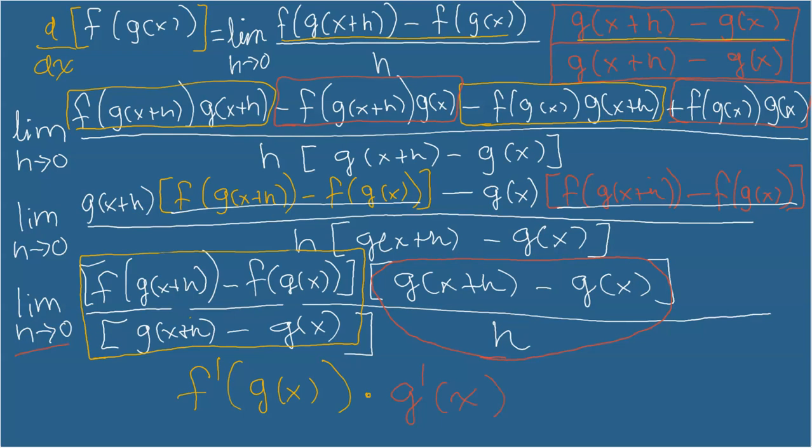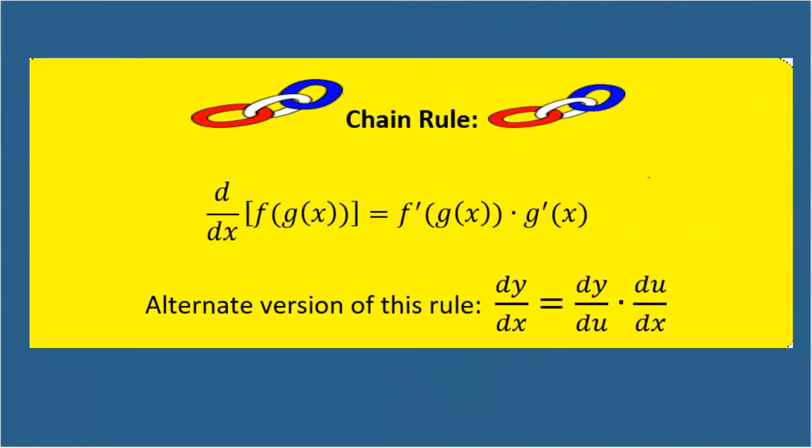So the chain rule says when you have f of g of x and you want to take the derivative of it, it will equal the derivative of f evaluated at g of x multiplied by the derivative of the inside function g of x. So, in shortcut, we will just say it's the derivative of the outside function evaluated at g of x multiplied by the derivative of the inside function. And that's what the yellow box said.